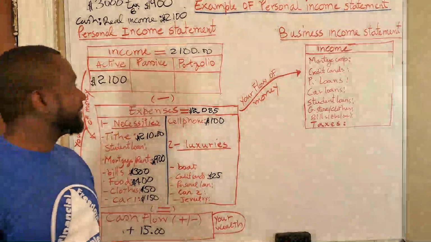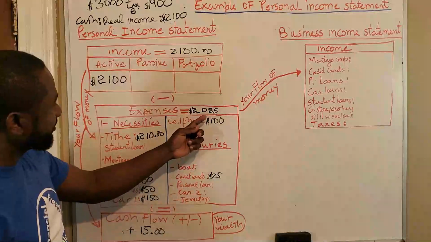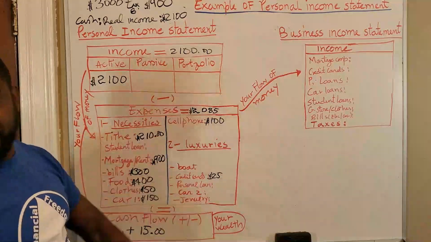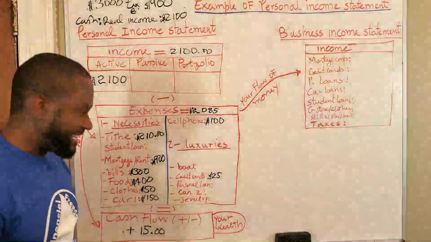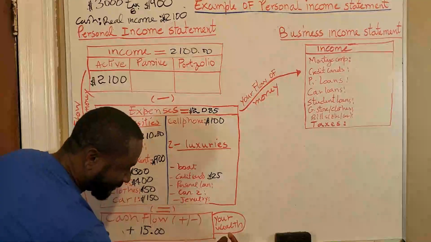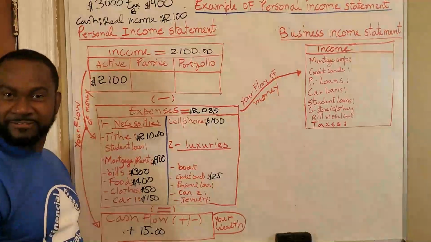Okay, 15. Let me see, 15. That's right? Yeah. Okay, 15. So $15. So if we understand their wealth every month, it's $15.